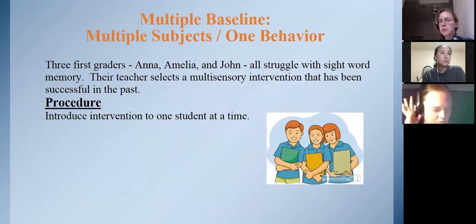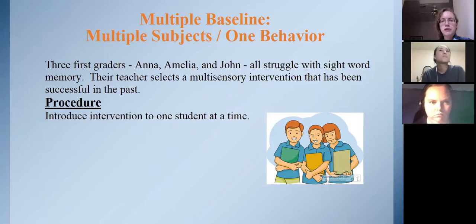Multiple baseline, multiple subjects, one behavior example. So far, all the examples have related to behavior, but single subject research can also be used for academic interventions, as in this example. When using a multiple subjects, one behavior design, it is important that the subjects are as similar as possible. Their behaviors need to be exactly or nearly exactly the same, as in this example.